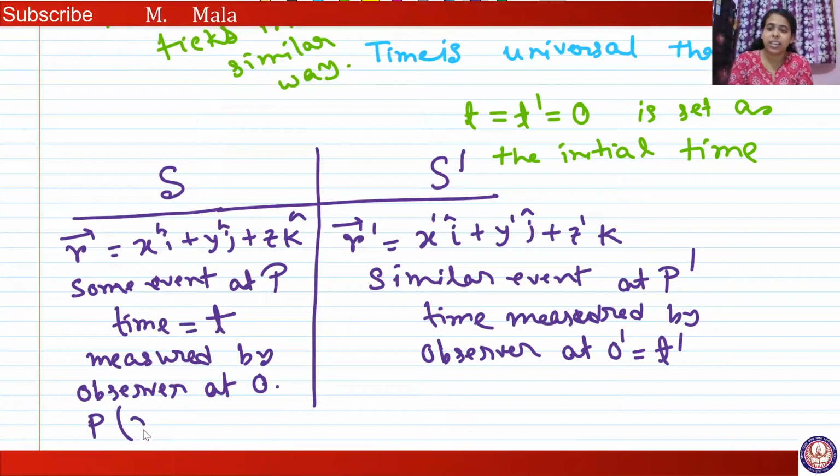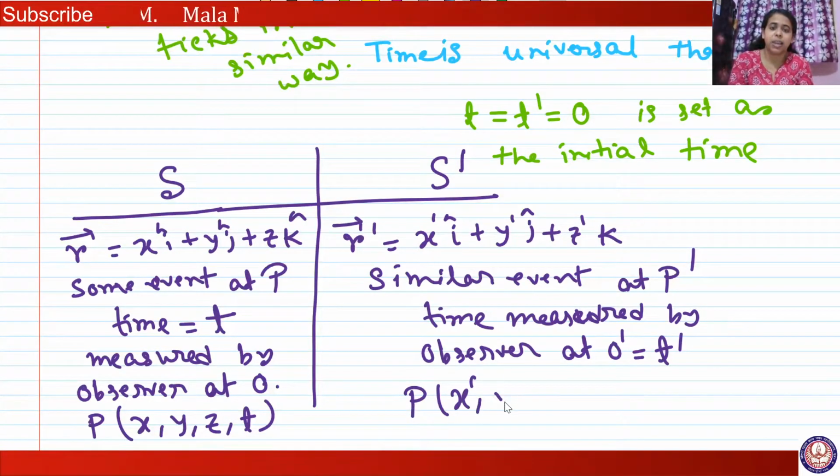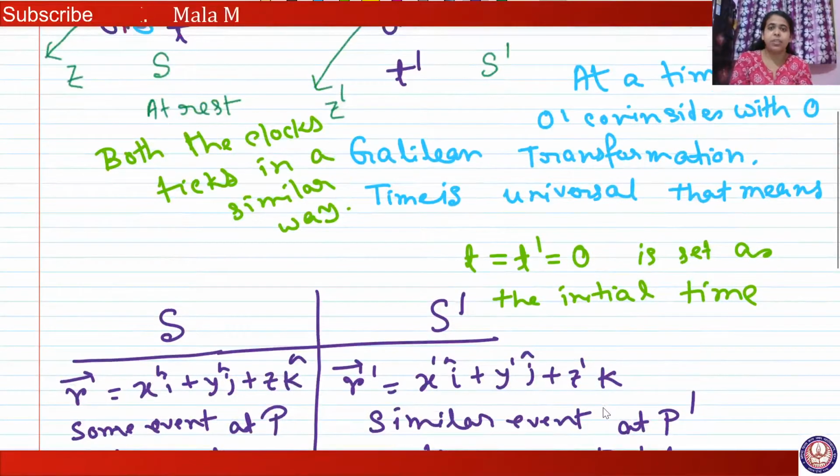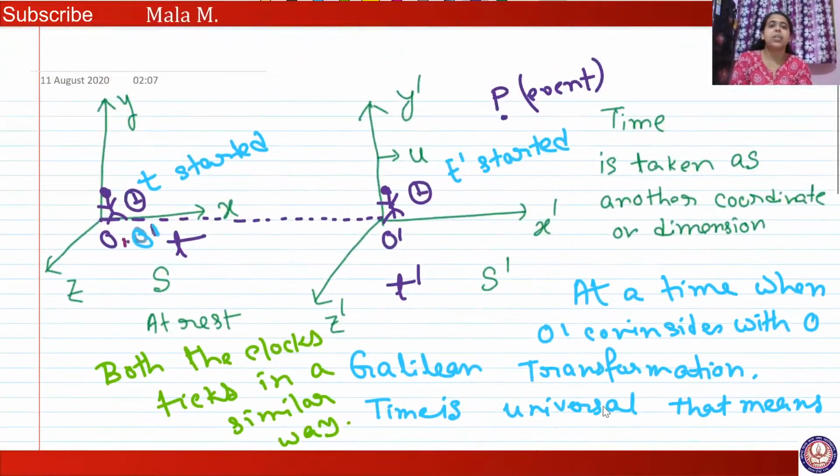So if we use a 4-dimensional coordinate system, how do we define the event? We define the event as x, y, z, t with respect to S, and with respect to S prime, how do we define the event? x prime, y prime, z prime, t prime. So now what is our aim? Our aim is to find out the relation between these 4 coordinates and how we can transform these coordinates from one frame, from the S frame to the S prime frame.